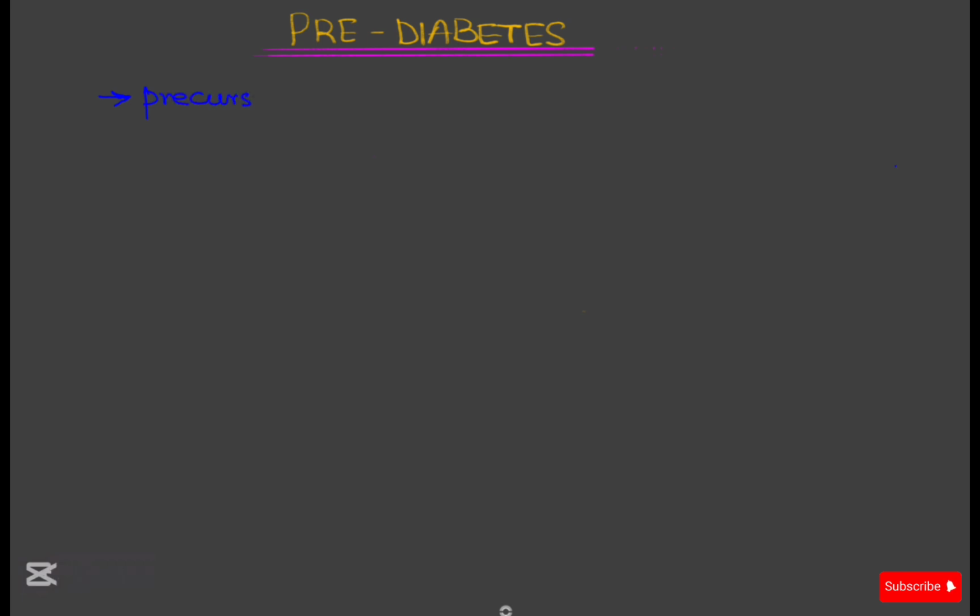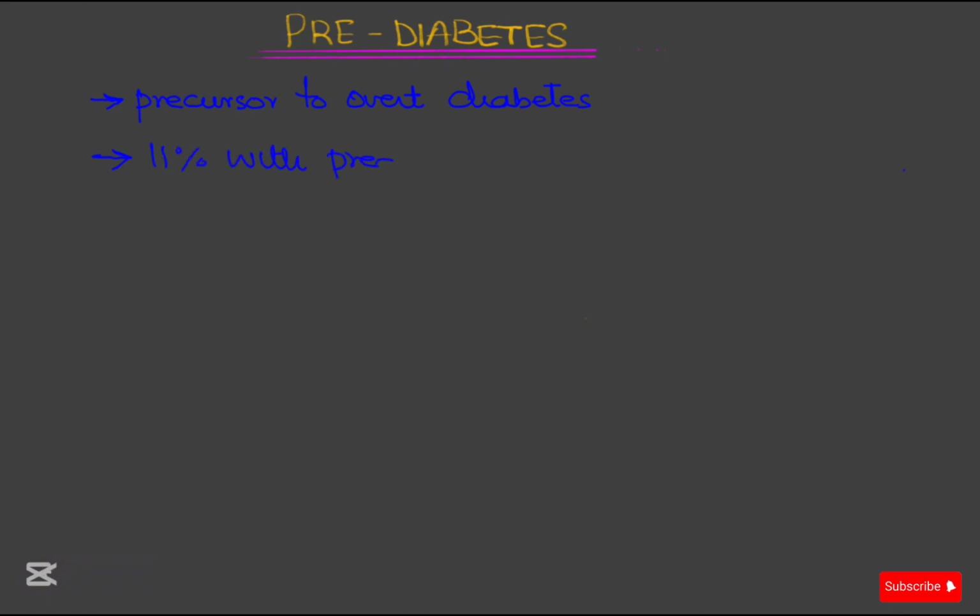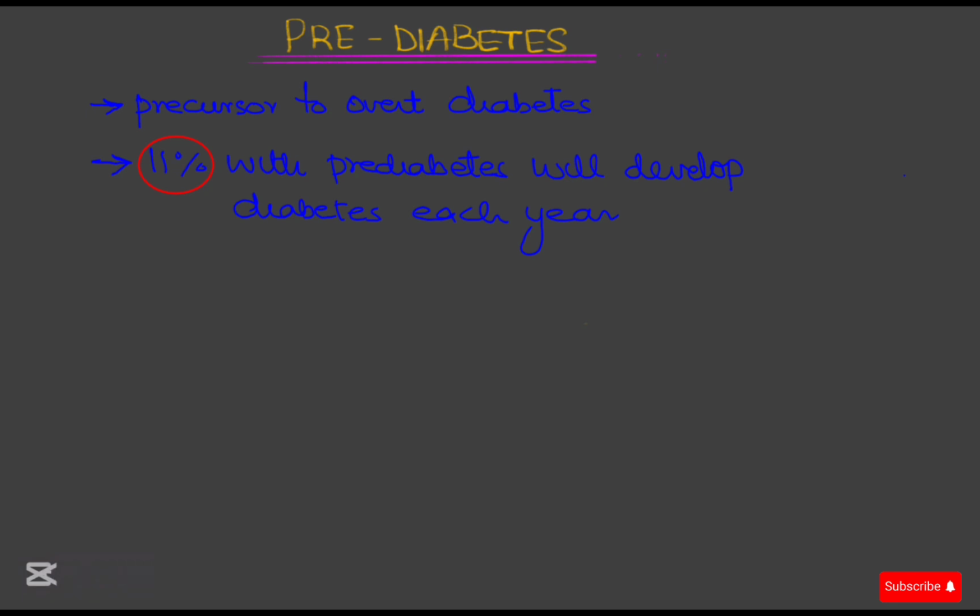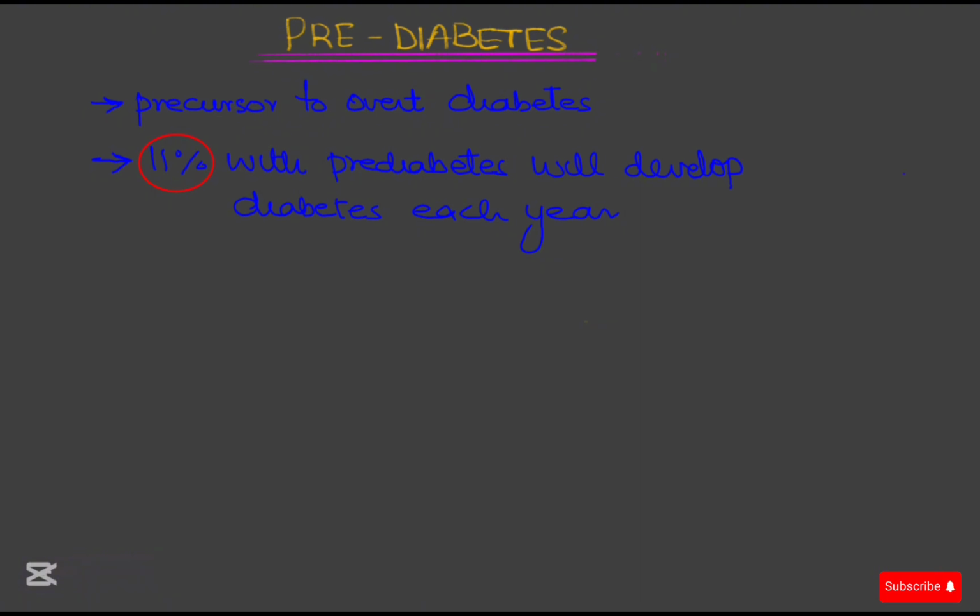Prediabetes is a condition that is a precursor to overt diabetes. 11% of people with prediabetes will develop diabetes each year. This 11% is a very large number. To put it in perspective, there are about 84 million people with prediabetes in the United States in 2020. So just imagine how many people are going to develop diabetes each year.